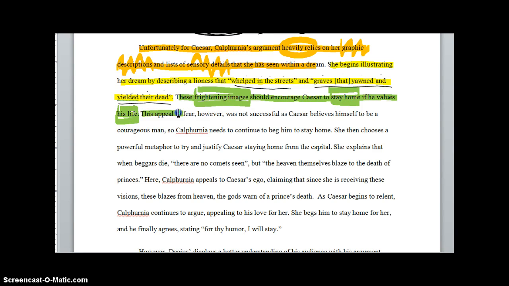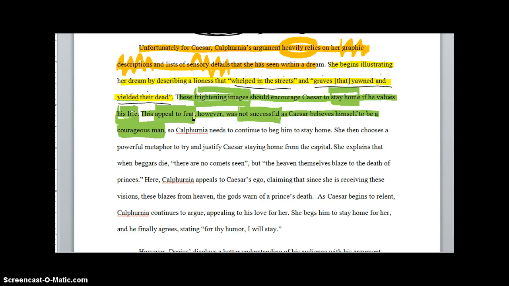Continuing, "This appeal to fear, however, was not successful, as Caesar believes himself to be a courageous man." So, identifying that she uses it because it's an appeal to fear. But it's also important to note that it was not successful. Why wasn't it successful? Oh, because he's a turd Ferguson. Because he thinks he's better than that. Because he doesn't need to stay home. I'm a brave man. I don't have to worry about this lioness screaming in the streets. I don't have to worry about zombies. To show that Caesar is not fearful, right? So it's important to note that he's not going to listen to Calpurnia because he's not scared.